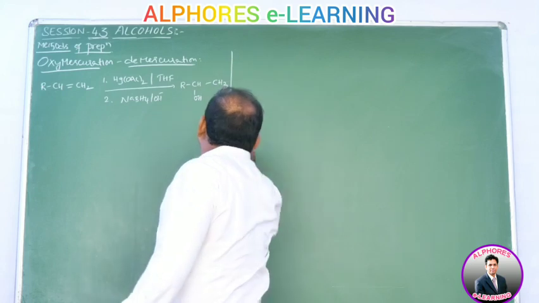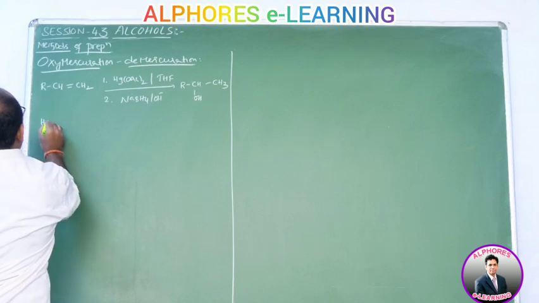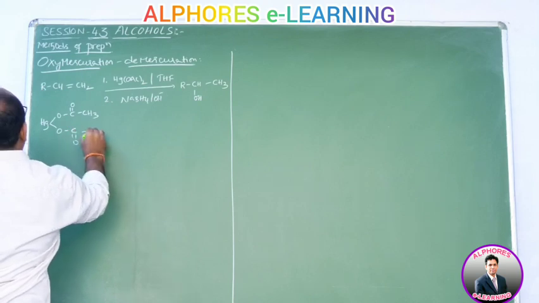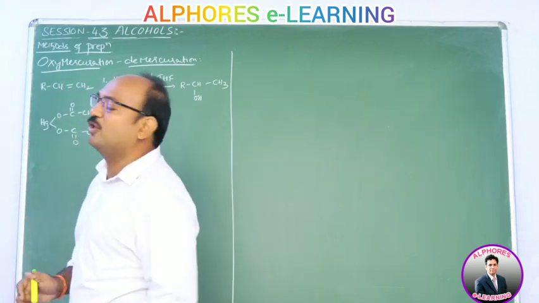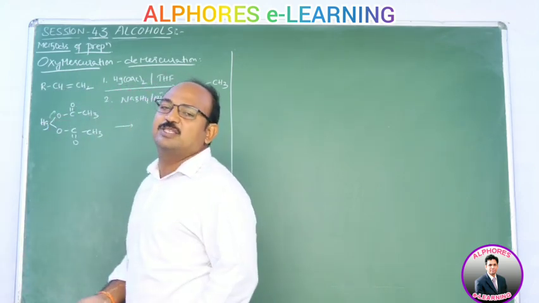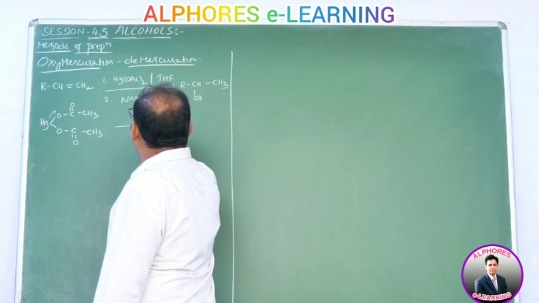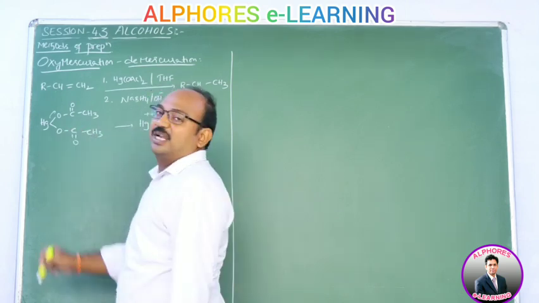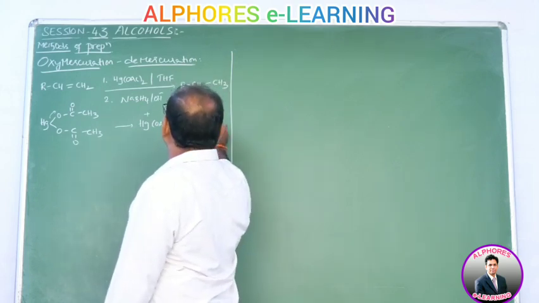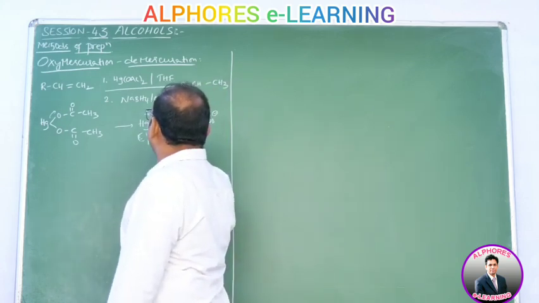Now let us see the mechanism. First step is generation of the electrophile. Hg(OC(=O)CH3)2 is mercuric acetate. From this, one CH3COO minus leaves, because oxygen is more electronegative and pulls the electron pair toward itself. Then we get HgOAc plus and CH3COO minus. This HgOAc plus acts as the electrophile.